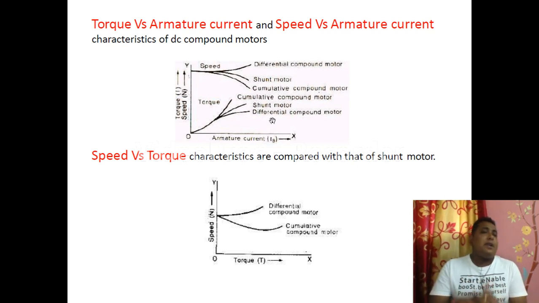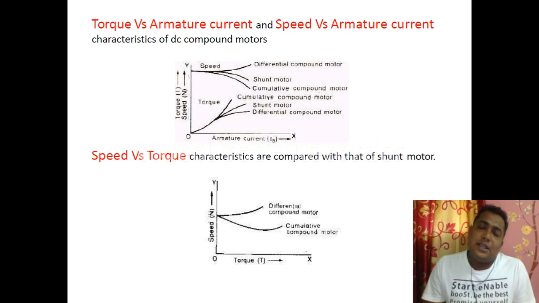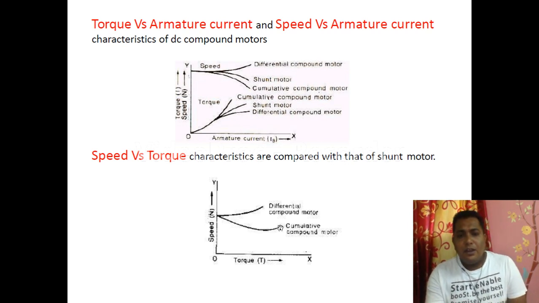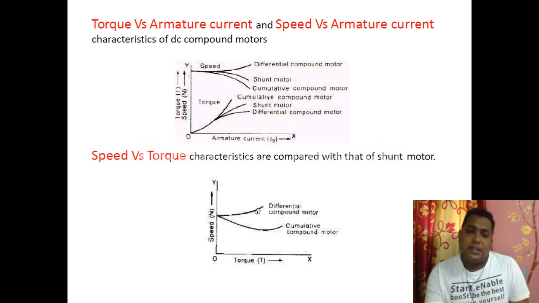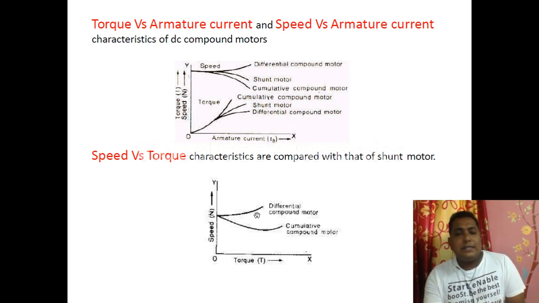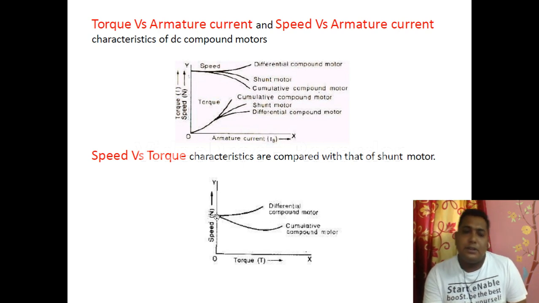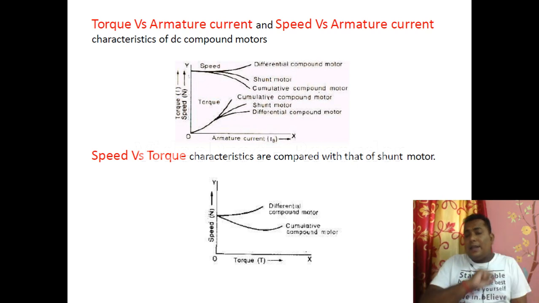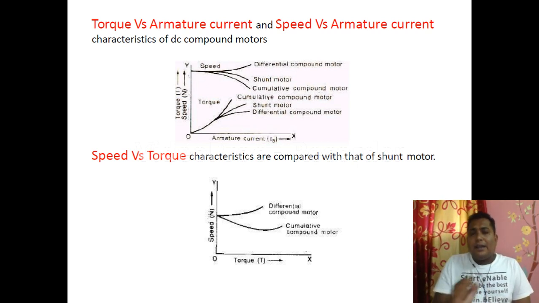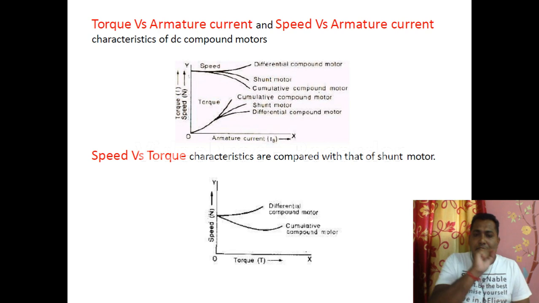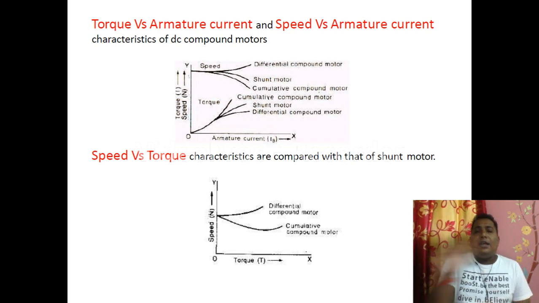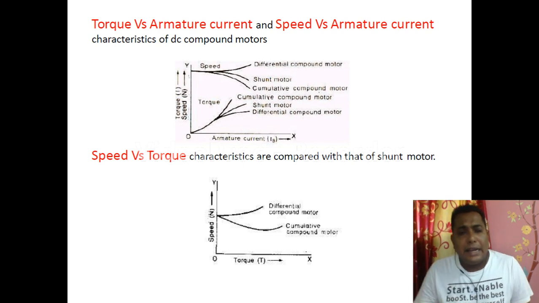So like this way, all characteristics can be drawn very easily in case of the compound motor. Like here also, for speed versus torque, it should be constant like this, and these are the two characteristics: cumulatively compound and differentially compound. Just think, take a pen and paper and draw the figure over that. This is the series, this is the shunt, and in between, definitely you can find that we have the compound characteristics.